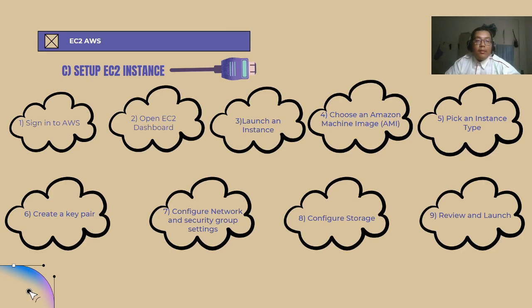C is set up EC2 instance. First, sign into AWS. Second, open the EC2 dashboard, and third, launch an instance. Fourth, choose an Amazon Machine Image, and then fifth, pick an instance type. Sixth, create a key pair. Seventh, configure network and security group settings. Eighth, configure storage, and ninth, review and launch.